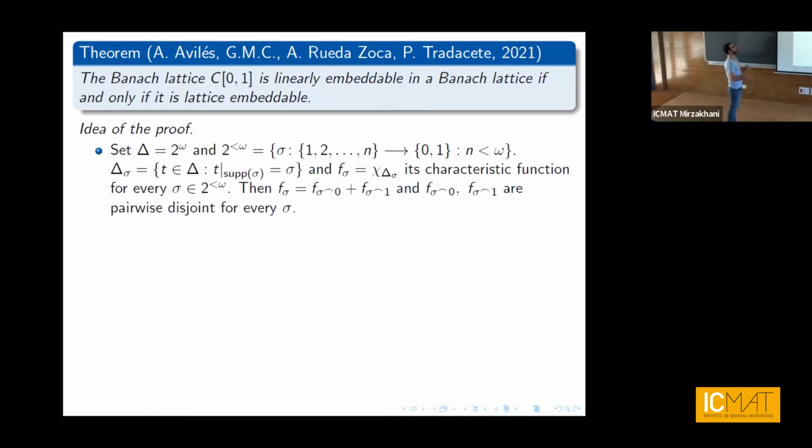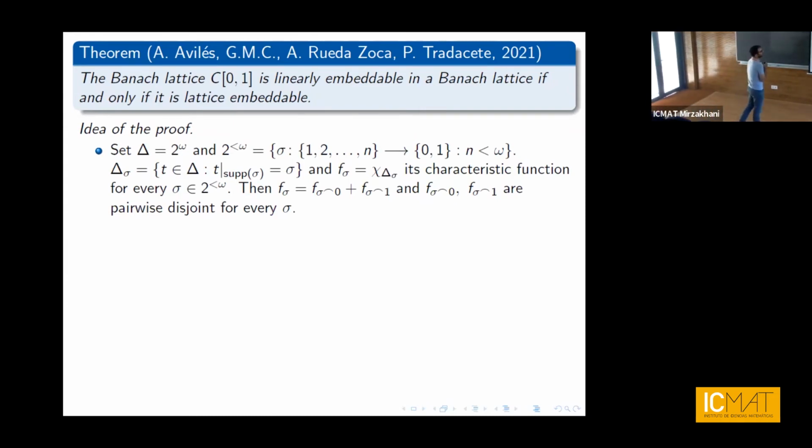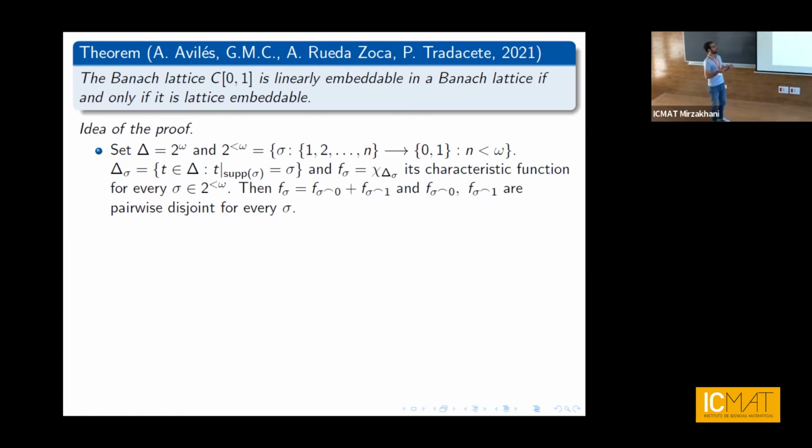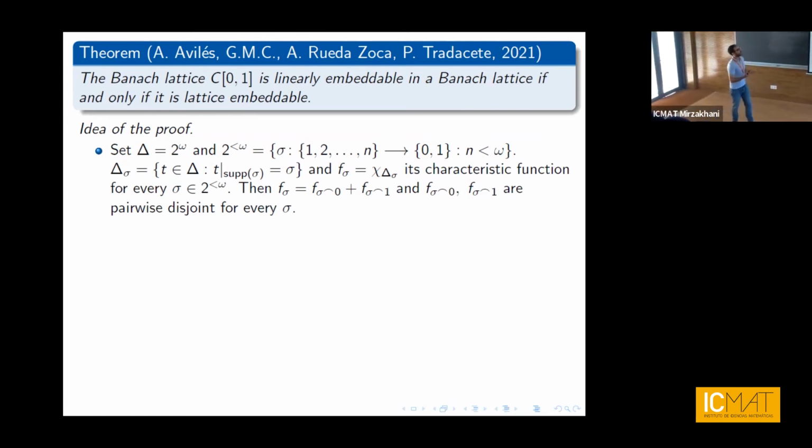Okay, so these functions F sigma yield a system of normalized functions indexed in the dyadic tree, and they satisfy these conditions here. F sigma is the sum of its two immediate successors, F sigma zero and F sigma one. And indeed, all the functions belonging to the same level are pairwise disjoint. The point is that if we have a semi-normalized family of functions indexed in the dyadic tree, having these two conditions, that the sum of two gives the predecessor and that all elements in the same level are pairwise disjoint, then the Banach lattice generated by such a family must be lattice isomorphic to C of the Cantor set.